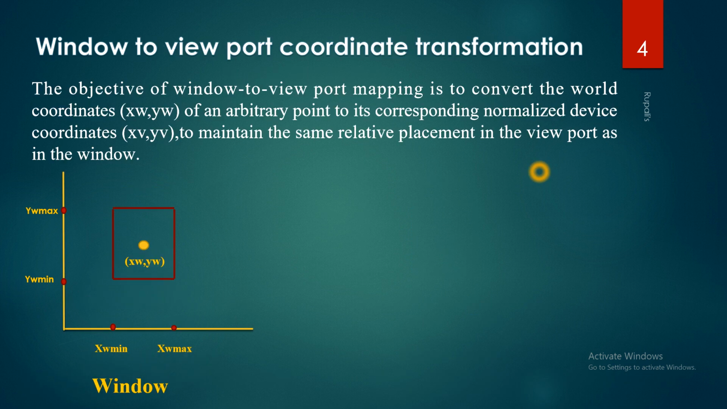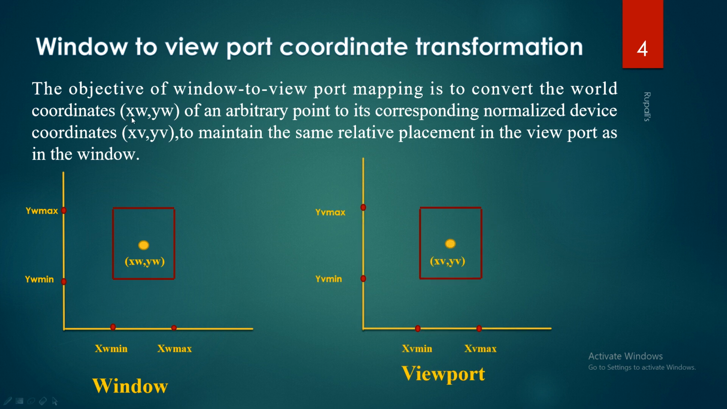Now our objective is to transform window to viewport coordinates. The objective of window to viewport mapping is to convert the world coordinates xw, yw of an arbitrary point within a window to its corresponding normalized device coordinates xv, yv, to maintain the same relative placement in the viewport as in the window. So this is the window, there is a point when we are mapping, and here it is in the viewport, in the device coordinate system. You have to maintain the same relative placement in the viewport also.